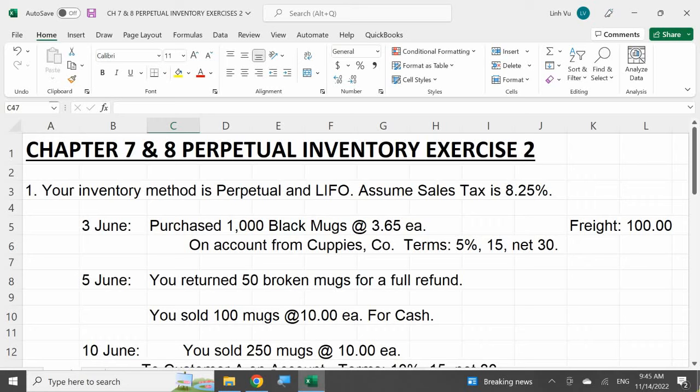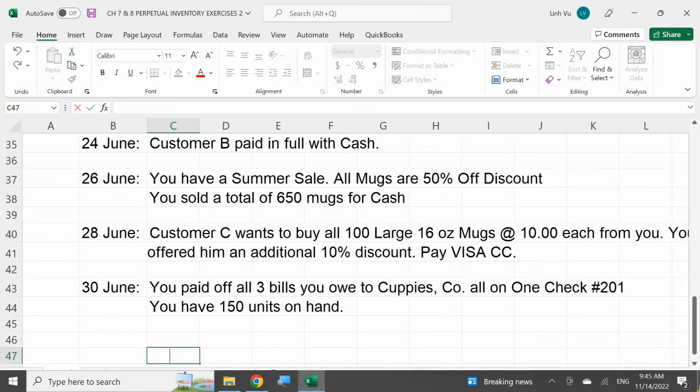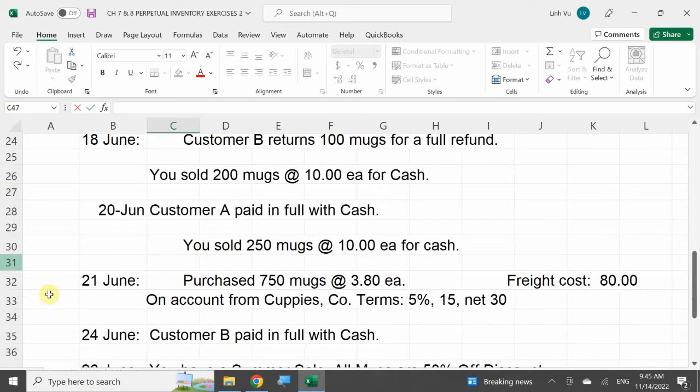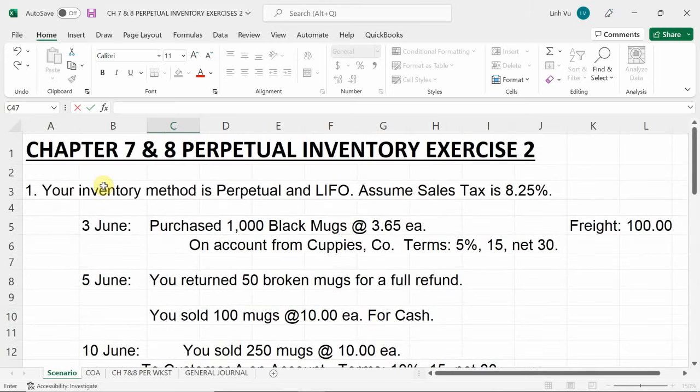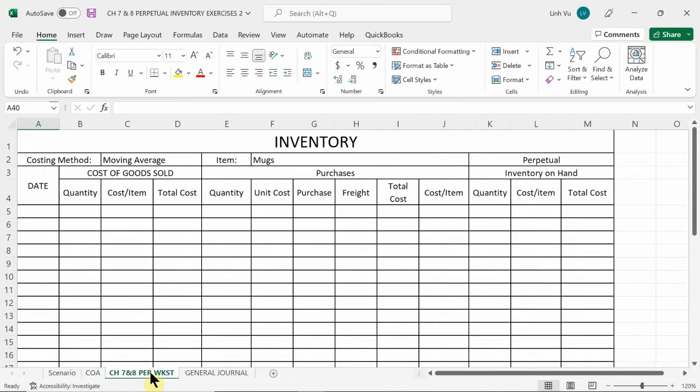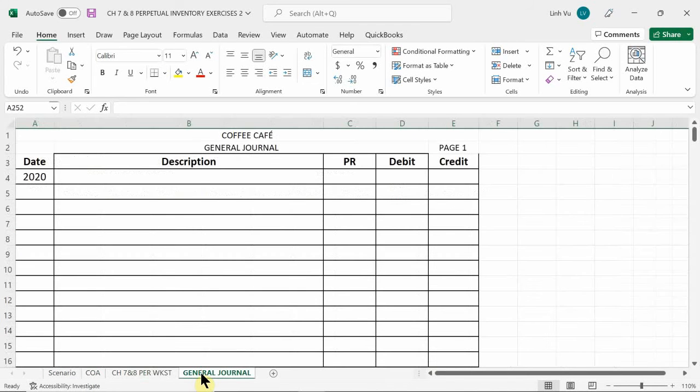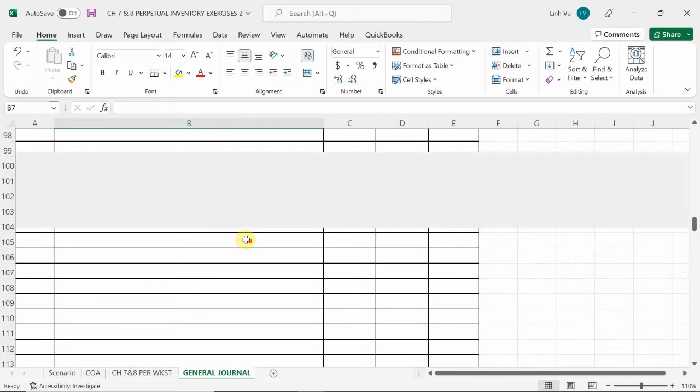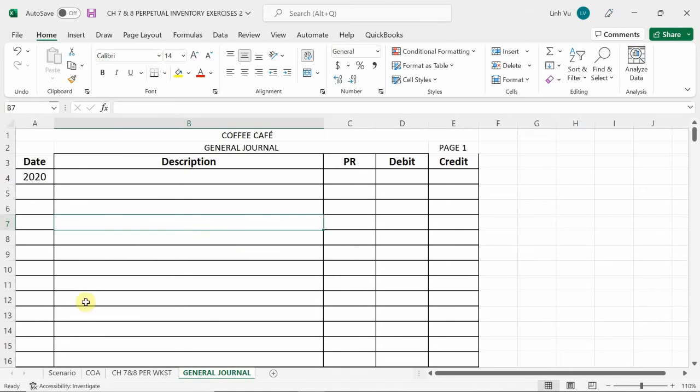Okay? So once again, here we're just going to do one big problem. But this time we're doing June dates. So it says right here, number 1, your inventory method is perpetual and that it is LIFO. Assume that sales tax is 8.25%. So once again, we have a chart of accounts, right? And we're going to do our inventory worksheet and also practice journalizing. So, I gave you enough journal space to help you record those transactions.